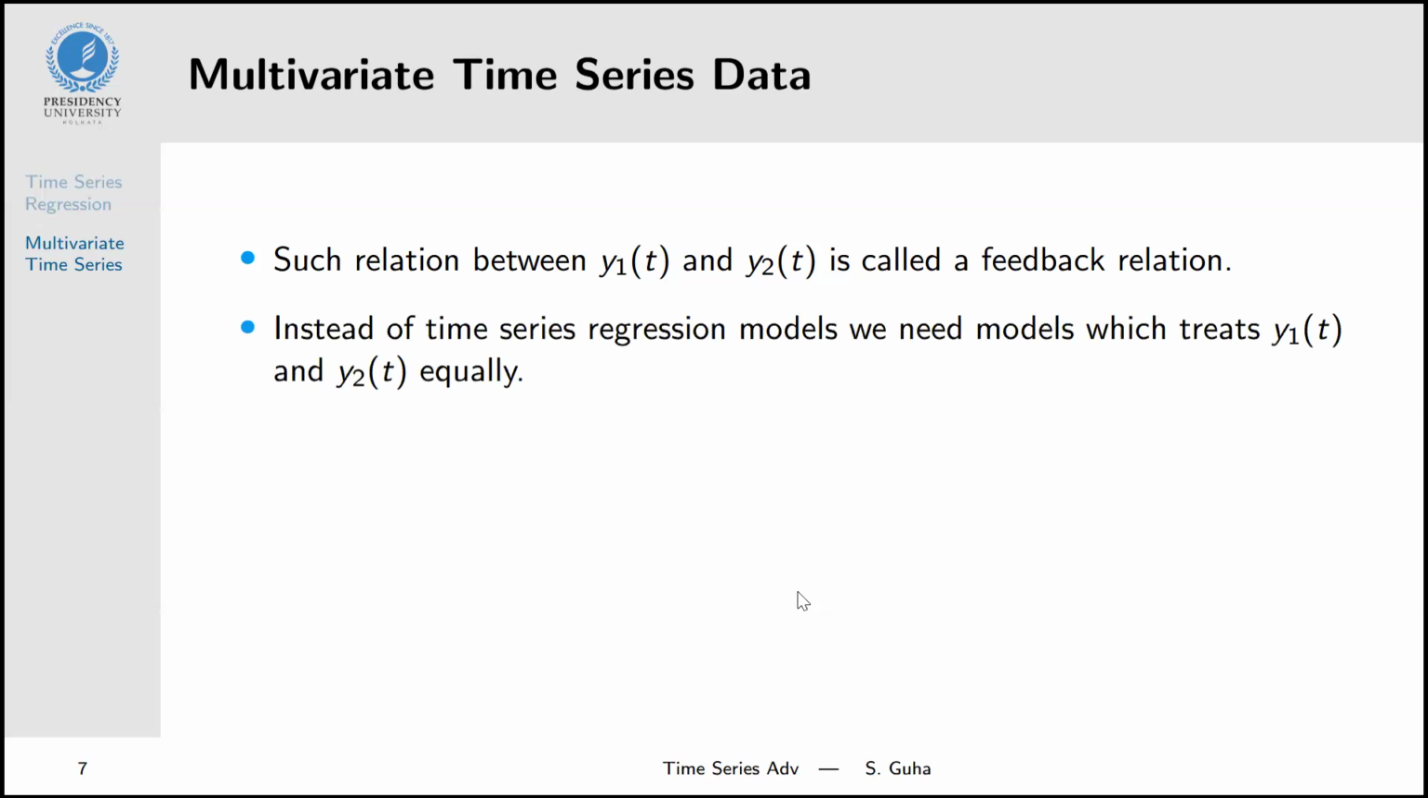Now in that case, we cannot work with a time series regression model, because in a time series regression model, the relationship is one directional. Like yt is the cause and y1 is the effect. So it is a unidirectional relationship. That's why in this case, the time series regression model is not going to work, because here we have a bidirectional relationship, and we need models which will treat y1 and y2 equally.